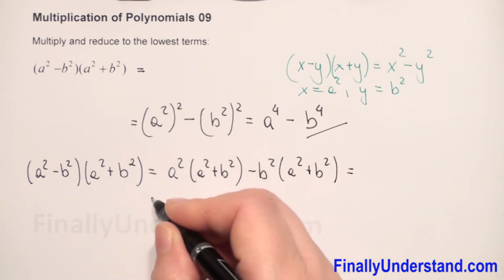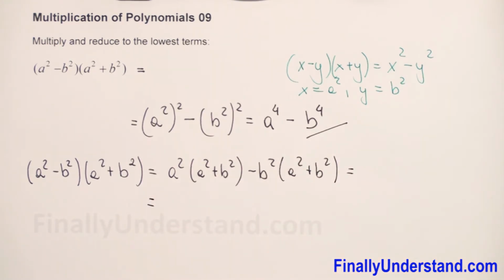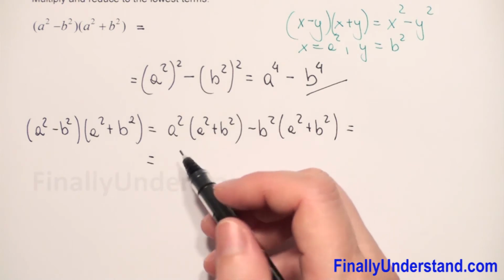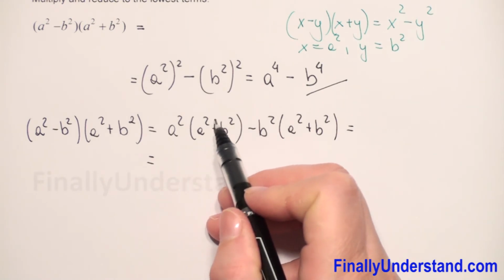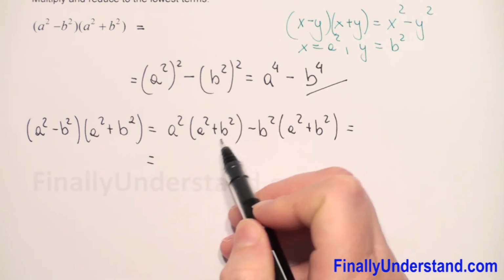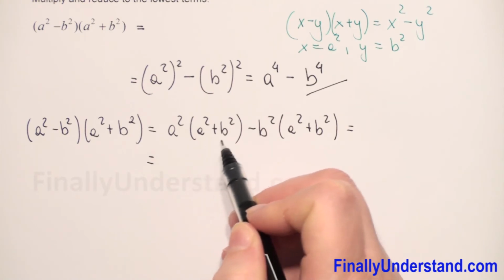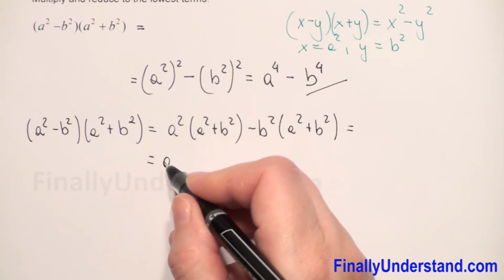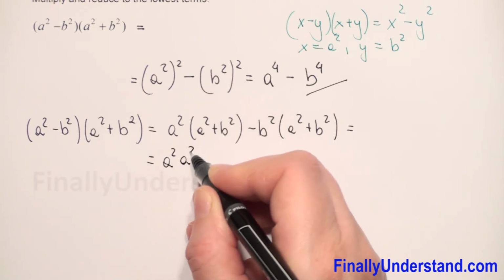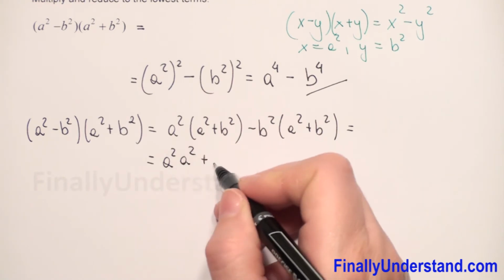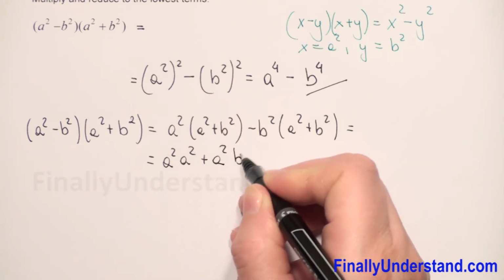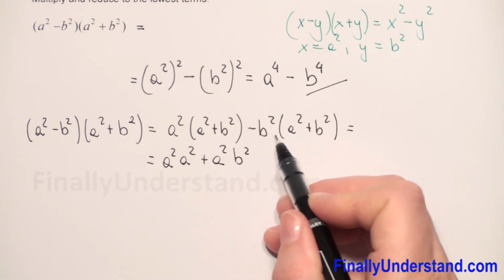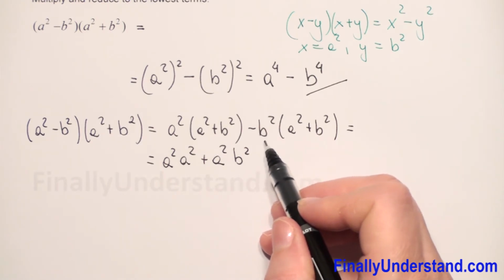So now we have to use distributive law of multiplication. So we have to distribute a squared over each term in the binomial. So will be a squared times a squared plus a squared times b squared. And next we have to use the same formula. So we have to multiply the same law. We have to multiply every term in the parentheses by negative b squared.